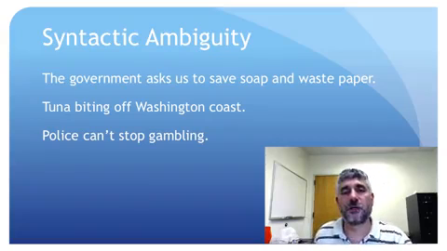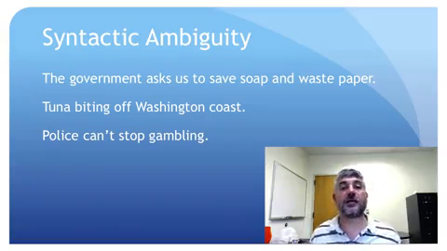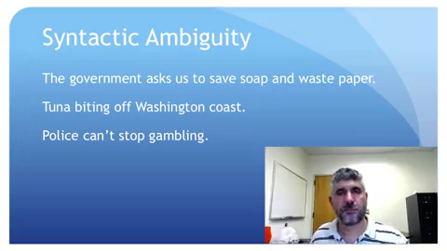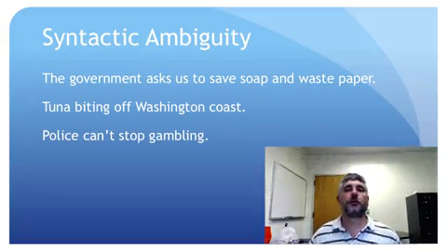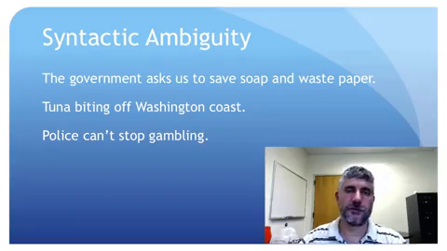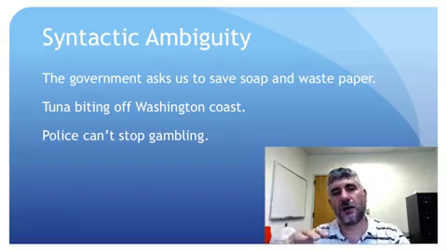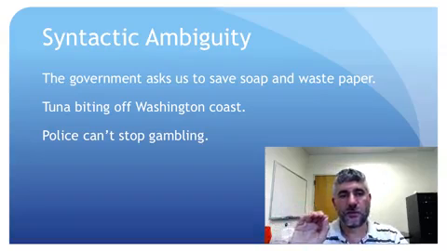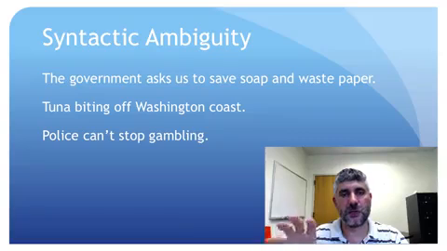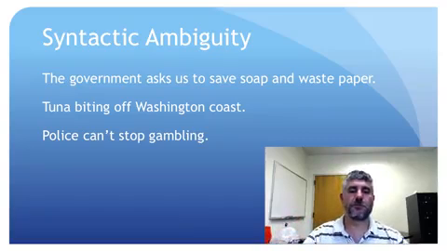Or the sentence could be understood as saying the police themselves are gambling and they just can't stop. No matter how hard they try, they can't stop themselves from gambling. Okay. Two different interpretations of the sentence, police can't stop gambling. Now notice how these examples of syntactic ambiguity can give rise to fallacies.